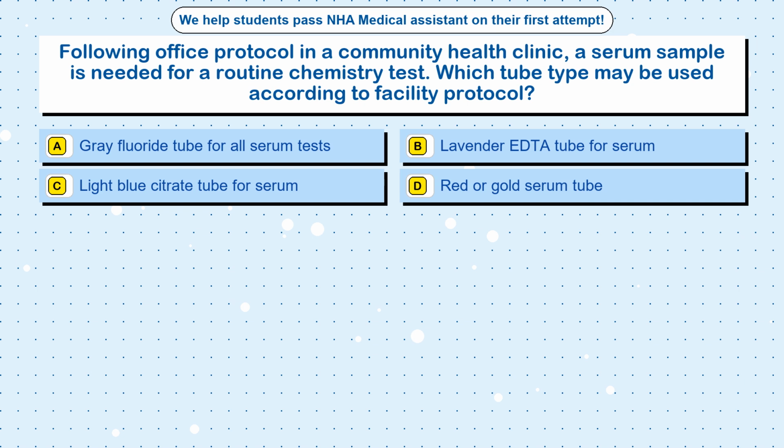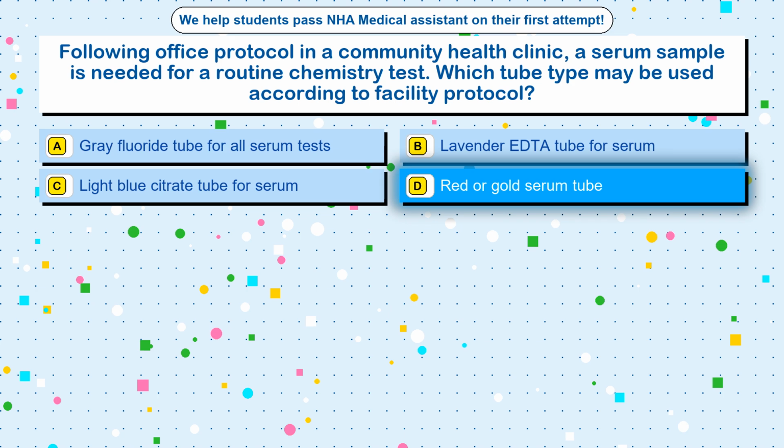Which tube type may be used according to facility protocol? Option A, gray fluoride tube for all serum tests. Option B, lavender EDTA tube for serum. Option C, light blue citrate tube for serum. Option D, a red or gold serum tube. The correct answer is option D, red or gold serum tube.